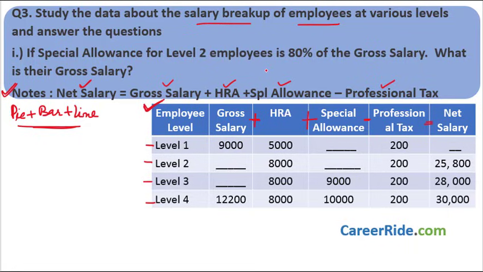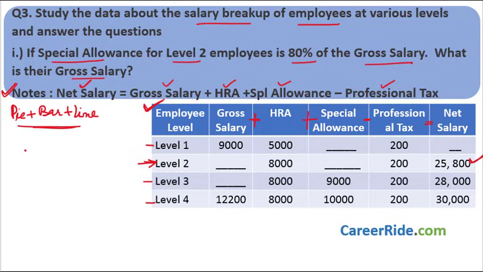Okay, now let us see what the question asks me. If special allowance for level 2 employees is 80% of the gross salary, what is their gross salary? If I see row 2 of this table, this is level 2 employees. The gross salary is not mentioned here. HRA is 8,000. Special allowance, it is told to me in the question, is 80% of the gross salary, and then the professional tax, and everything after the computation works out to 25,800 rupees. Now I'm expected to find out the gross salary for the level 2 employees.